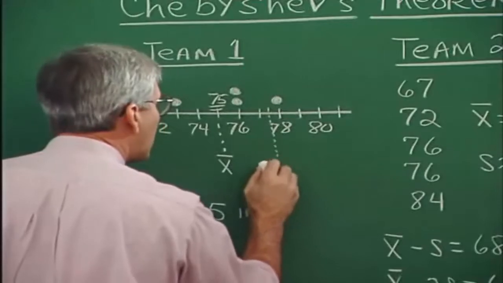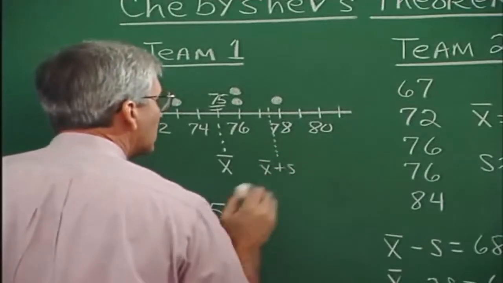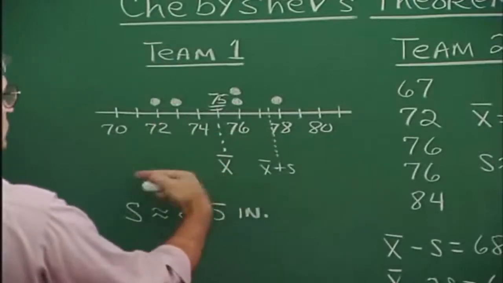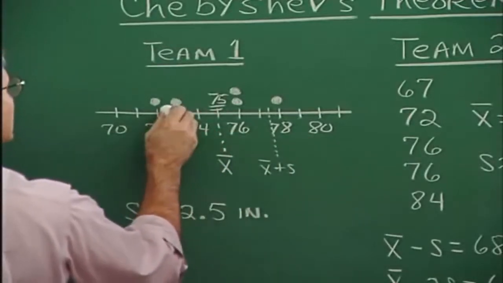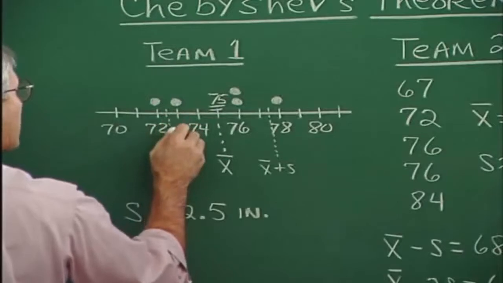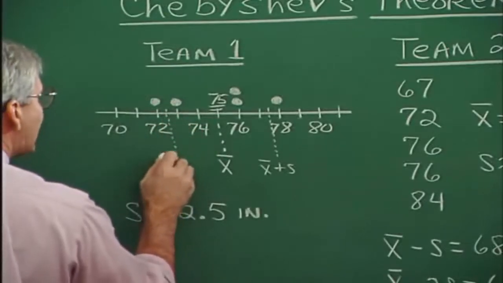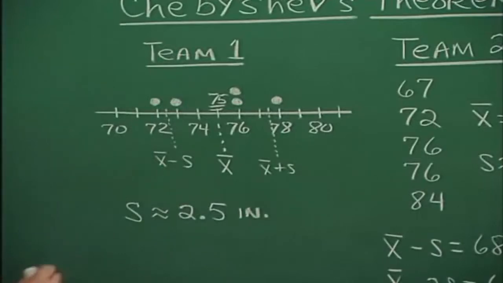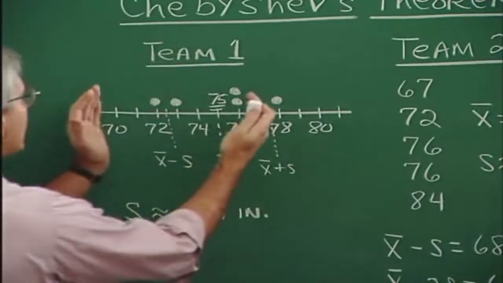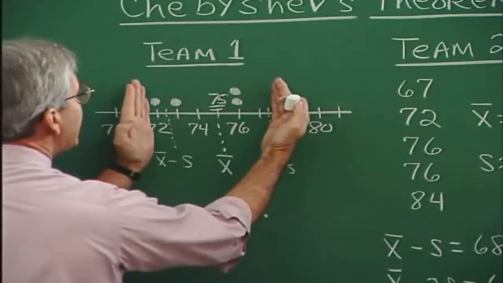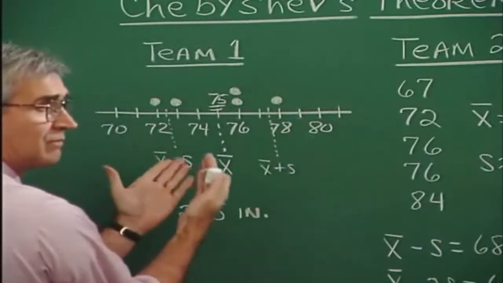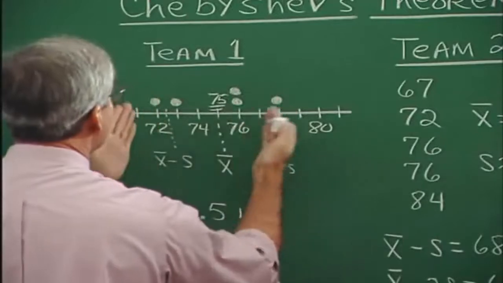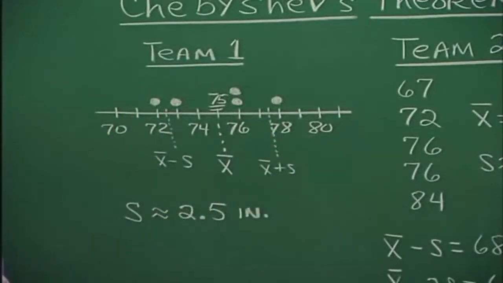Now, this then is X bar plus S, plus one standard deviation. And if I go in this direction, I'm subtracting 2.5, so 1, 2.5. That'll be about right here. So this is X bar minus a standard deviation. Now, notice, this fellow studied how many items in the data set are within certain distances. And here within one standard deviation we have several of the items in our sample.